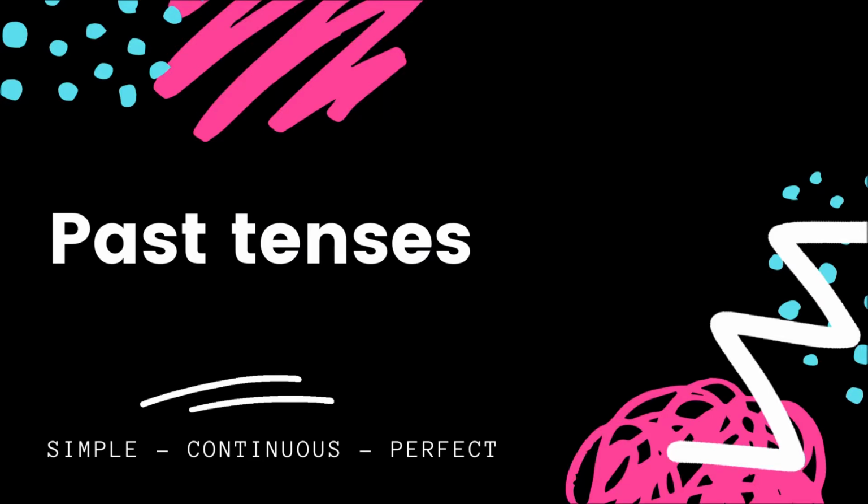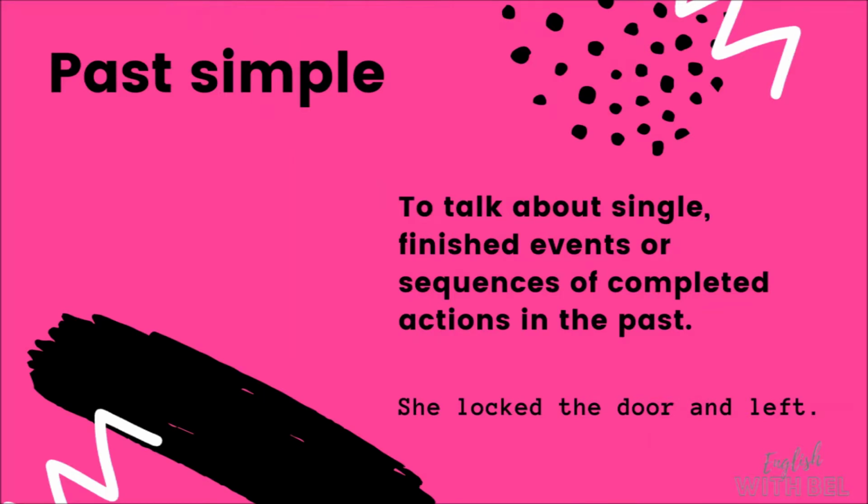Today we're going to talk about past tenses. Let's start with the past simple. We use it to talk about single finished events or sequences of completed actions in the past. Take a look at this example. She locked the door and left. These are two single actions which happened one right after the other.